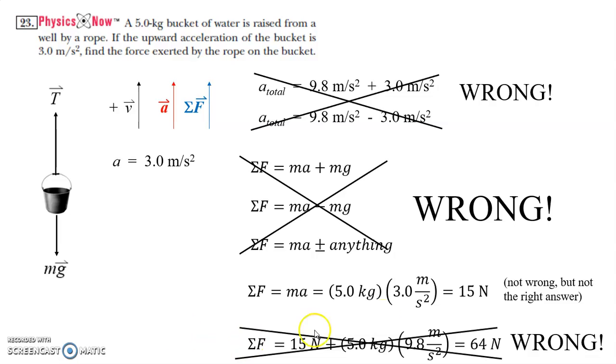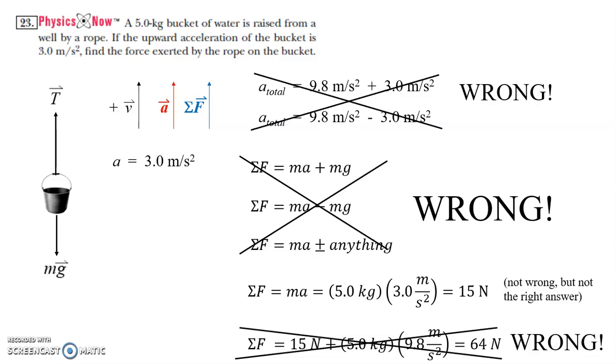Finding sigma F and then adding the weight is also wrong because look, that's the exact same thing as this. That's sigma F equals ma plus mg, isn't it, right? Here's ma, 15 newtons. Here's mg. It's literally doing the same thing we did above. It's wrong. So what is the right way to do it?